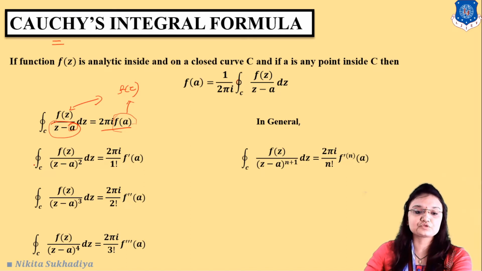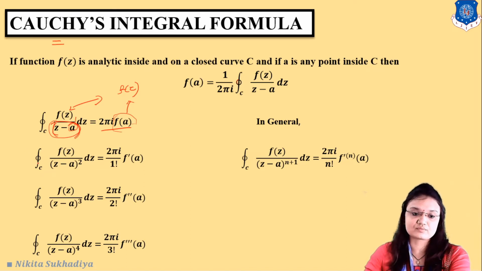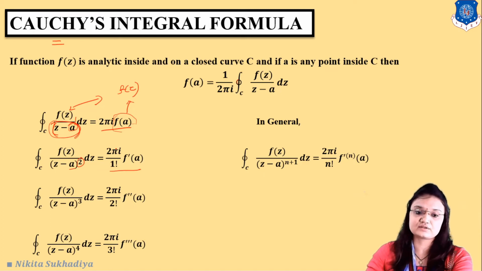Second, suppose we have a question like: evaluate the integration of f of z upon z minus a raised to the whole square dz, where a is any point which lies inside the circle C. Here you can clearly see that this is a second order factor. For a second order factor we have to use this formula, that is, 2 pi i upon 1 factorial times f dash of a.